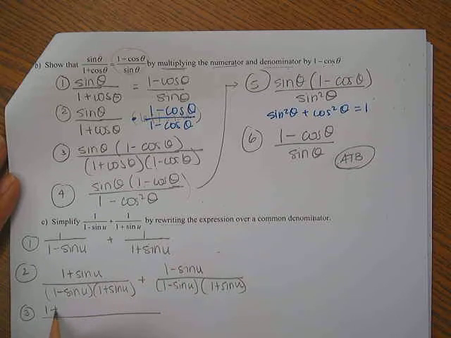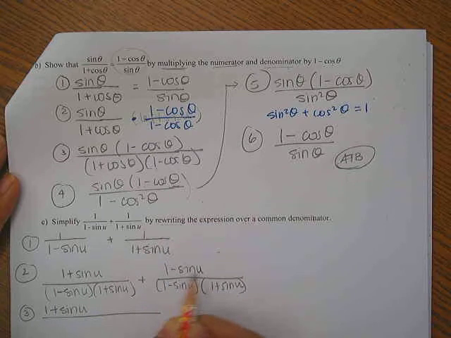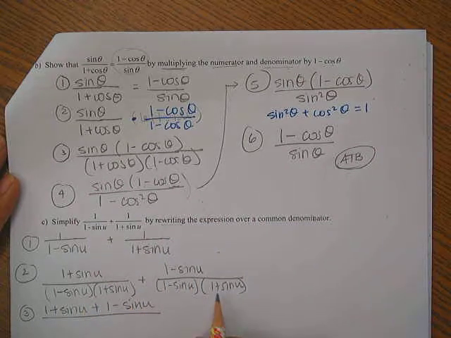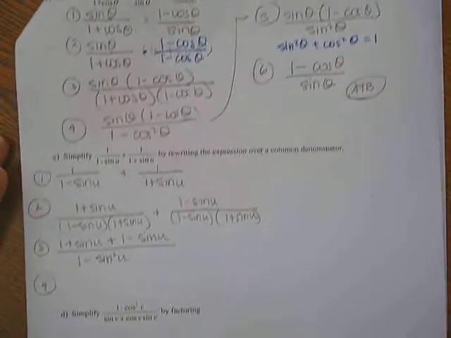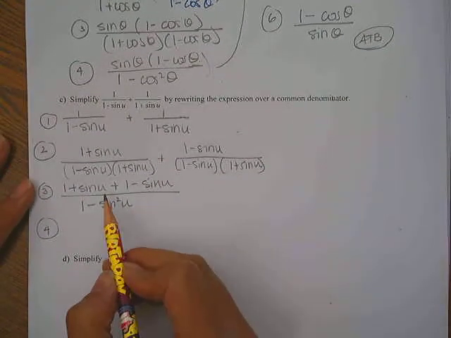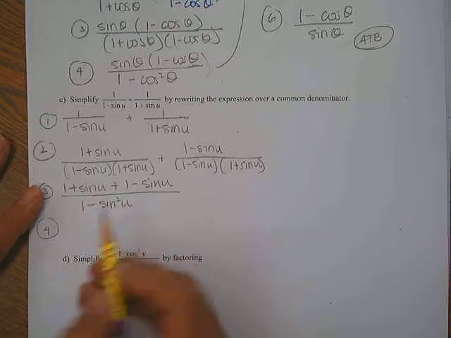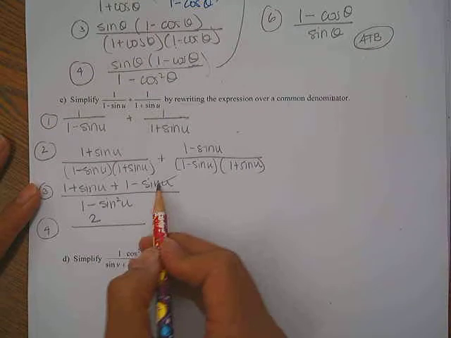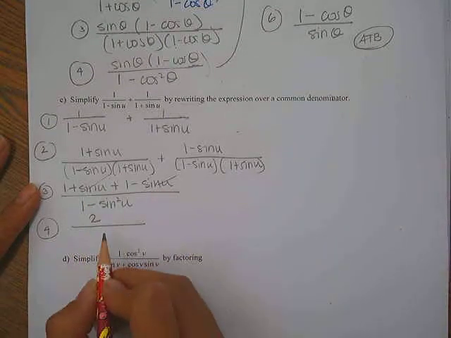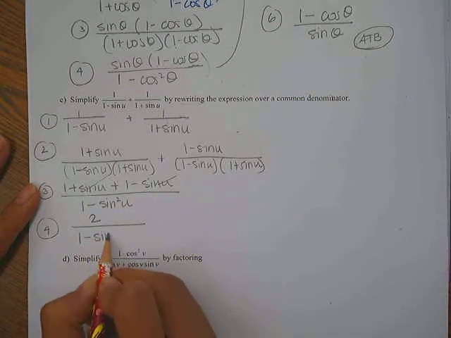So 1 plus sine of u plus 1 minus sine of u. I'm going to multiply those out. It's going to give me 1 minus sine square of u. And from here, let's see if I can combine like terms. Oops, you can't really see it. There you go. From here, I'm going to see if I can combine like terms. 1 plus 1 is going to be 2. Sine of u minus sine of u, that's going to be gone. So now I have 2 over 1 minus sine square of u.